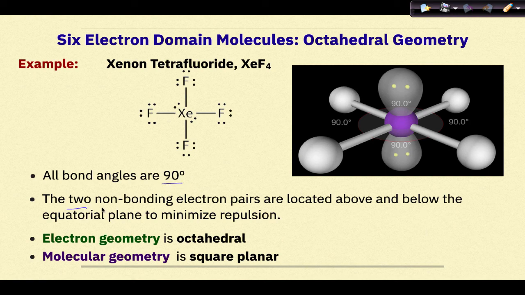The 2 non-bonding electron pairs are located above and below the equatorial plane to minimize repulsion. The electron geometry is octahedral, and the molecular geometry is square planar.